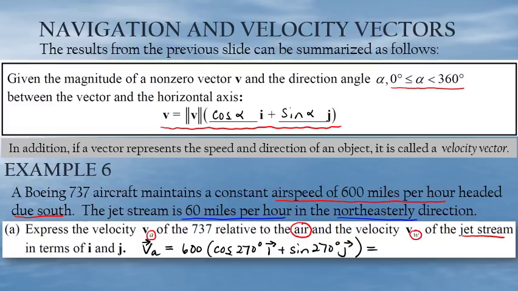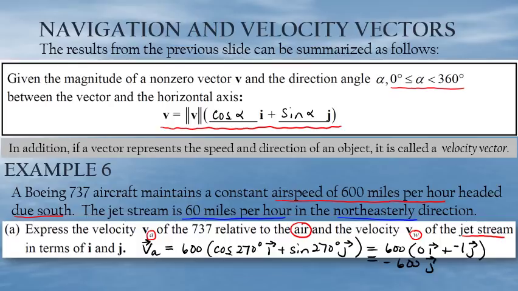Now you can put that into your calculator, but let's see, cosine of 270 degrees is 0, so I'm going to get 600 times 0i plus the sine of 270 degrees is -1. And if I simplify, it looks like I get -600j. Now I want you to think about this for a second because I actually think we probably could have come up with this picture without using the formula.